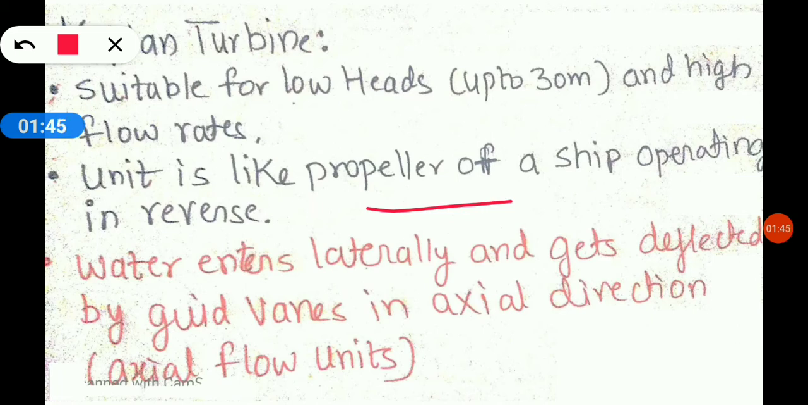But apart from that, one very important change is there. The guide vanes are turning the water into axial direction completely, so that the water, when it enters the propeller, enters axially and flows axially and then leaves axially. So that is the biggest difference, right? That's why Kaplan turbine is an axial flow turbine.